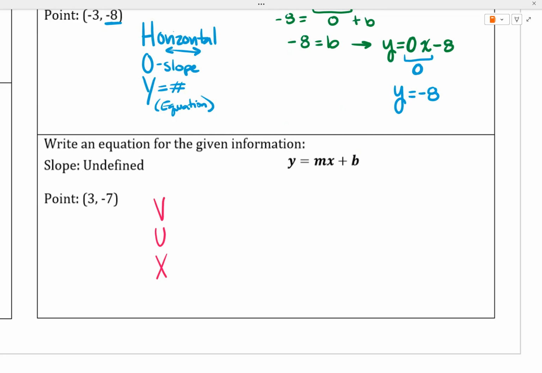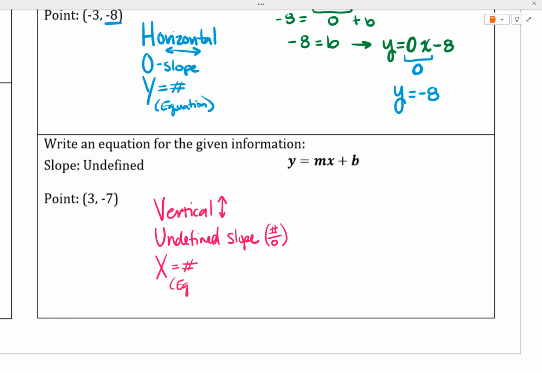And we use HOY VUX to help us remember that. So vertical are lines that go straight up and down. They have a slope that is undefined. And again, you'll see that when you are dividing by 0. So if you have a fraction and a 0 is on the bottom, that would be undefined. You can't divide by 0. If you try to do that in your calculator, you would get an error message, which tells us that that is an undefined slope. And then the equation says x equals a number.